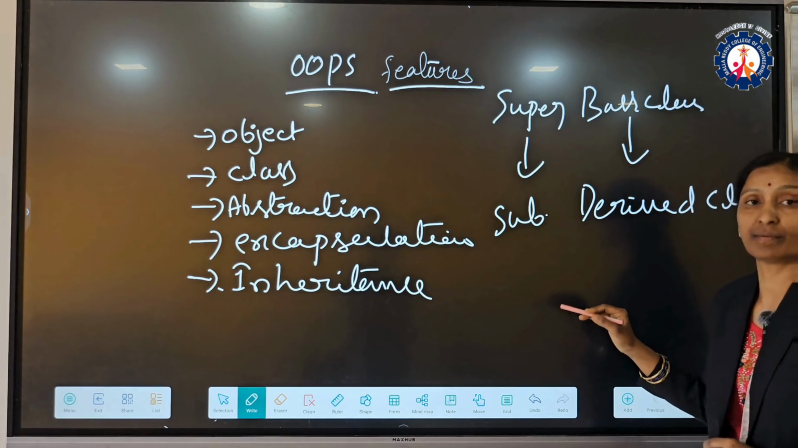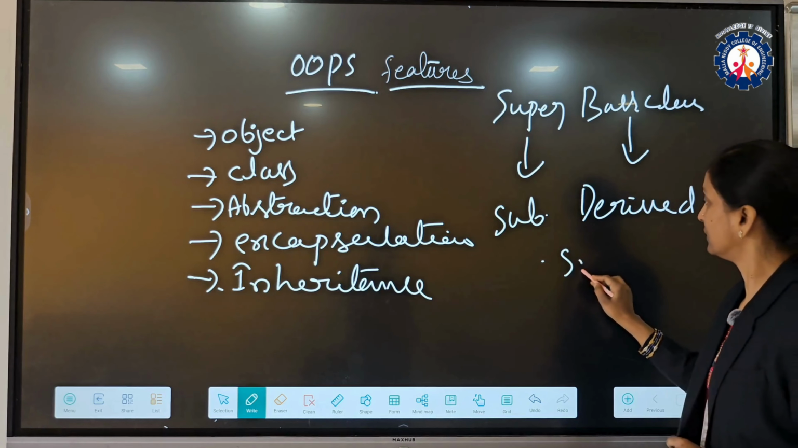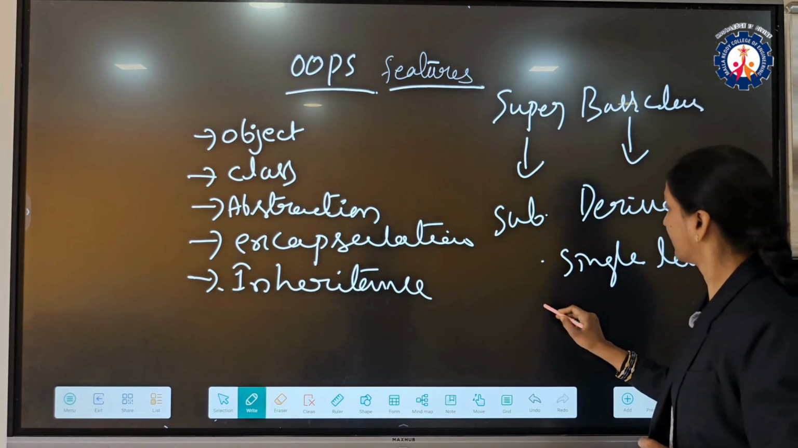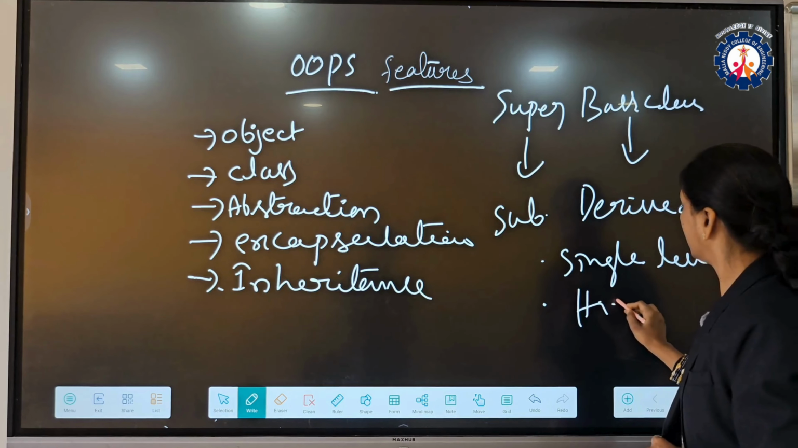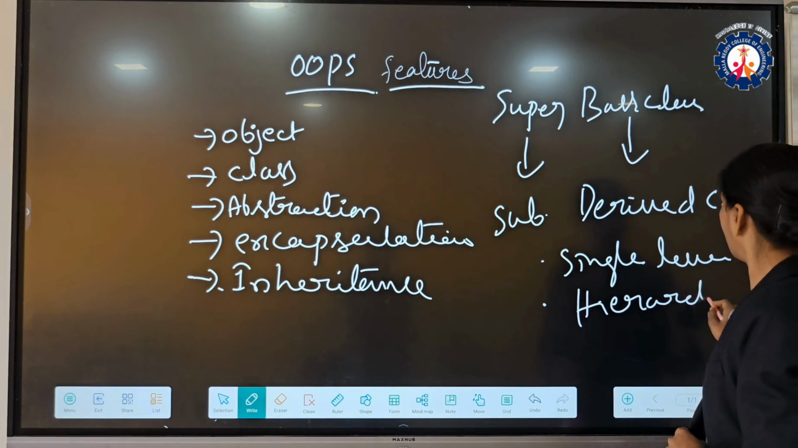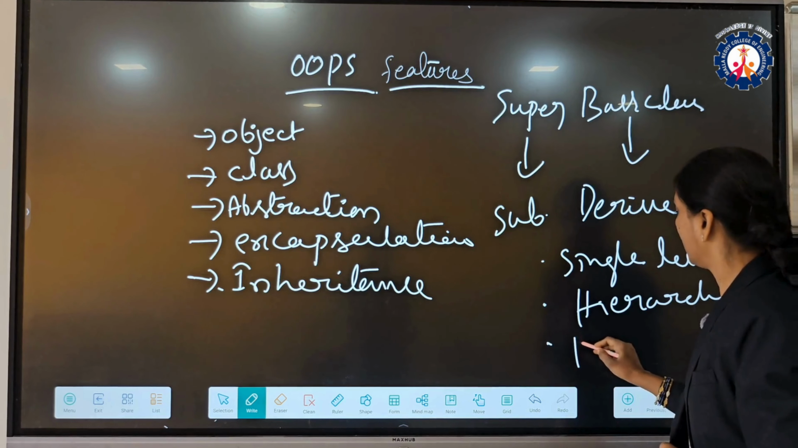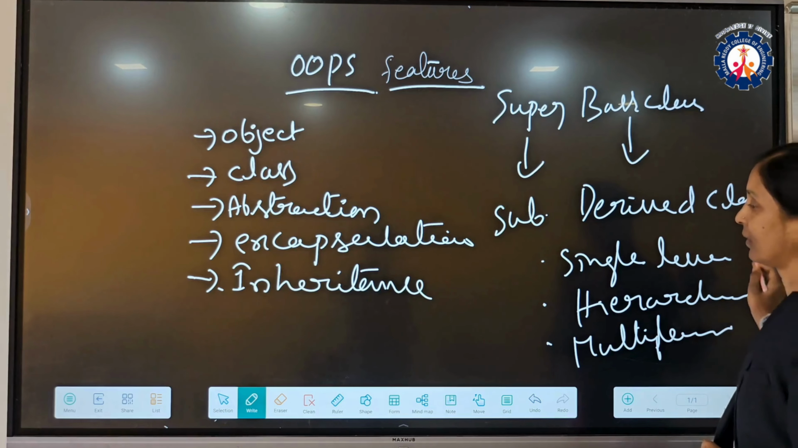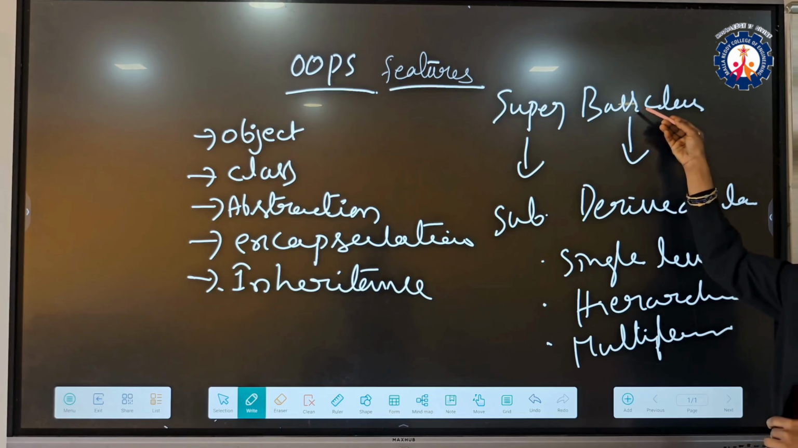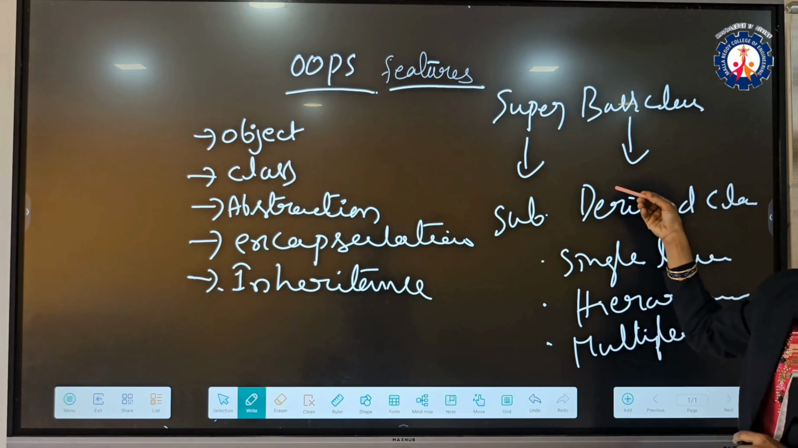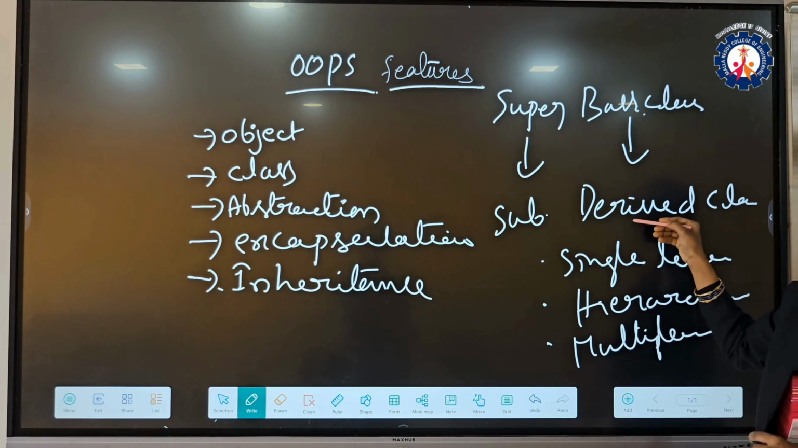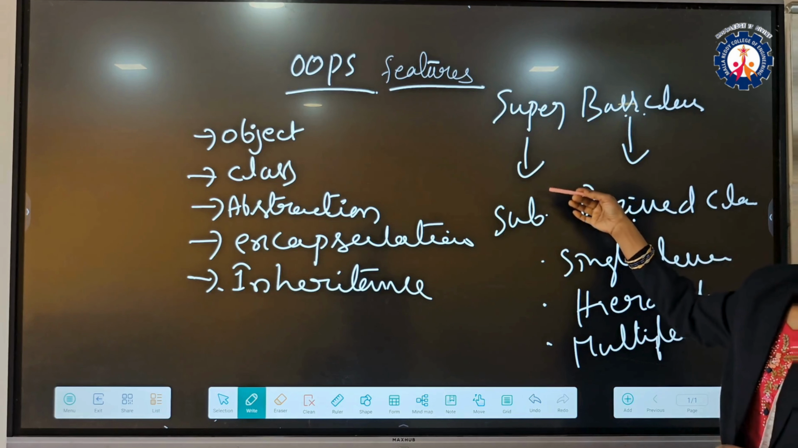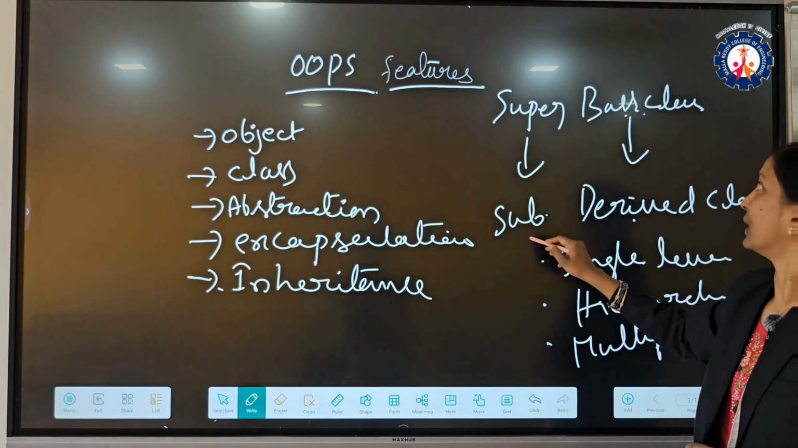There are different types of inheritance: single level inheritance, hierarchical inheritance, and multi-level inheritance. Like that, from one class we can acquire the properties of this class into the derived class. The class from which we acquire is known as the superclass, and the derived class is known as the subclass.